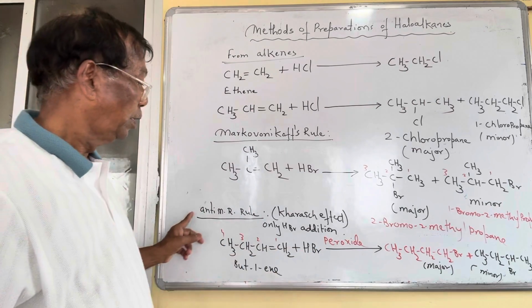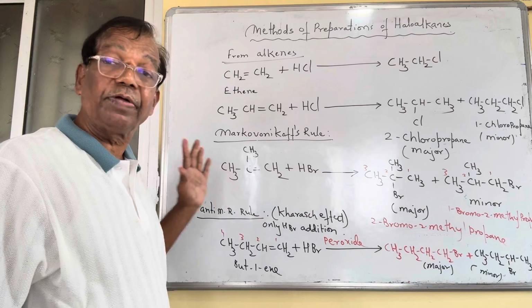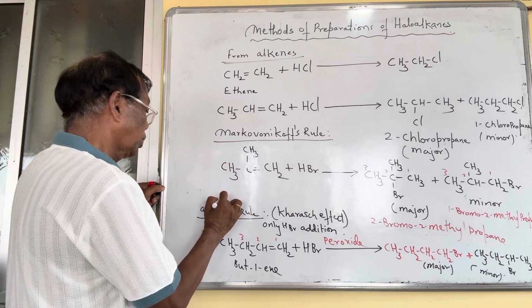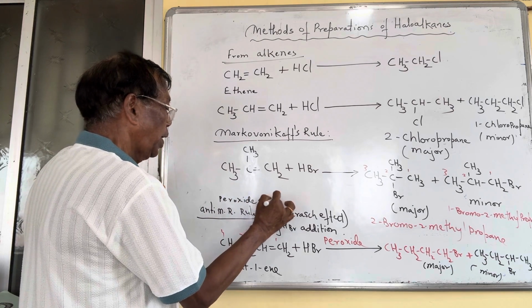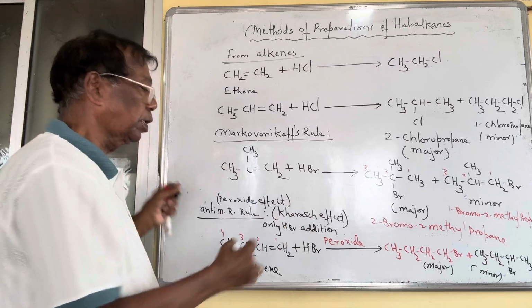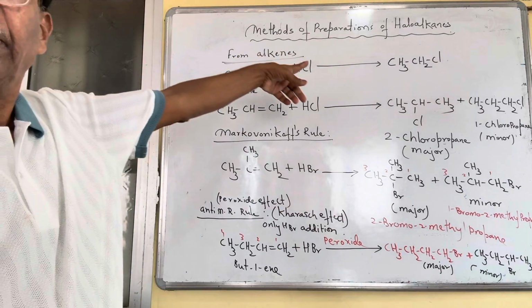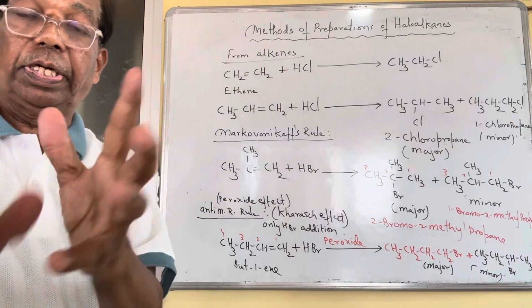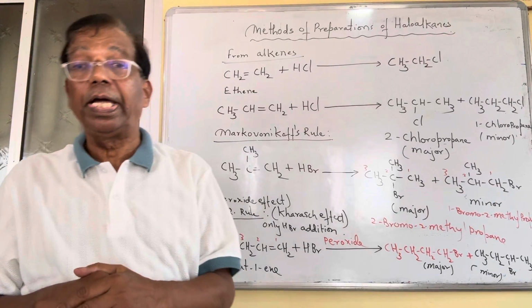That is called the anti-Markovnikov rule, or the peroxide effect. I write it here so that you can remember: peroxide effect, or anti-Markovnikov rule, or the Kharash effect. So in this video I have explained the addition of halogen acid to alkene. In the next video I will explain the methods of preparation of haloalkanes.